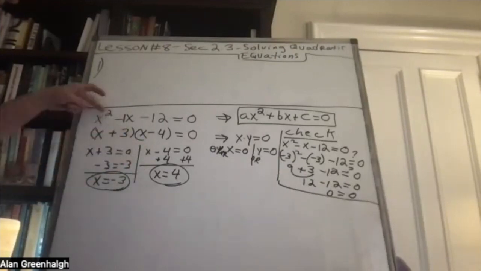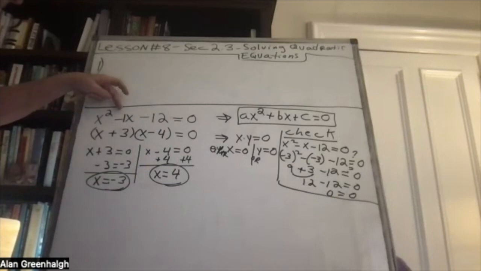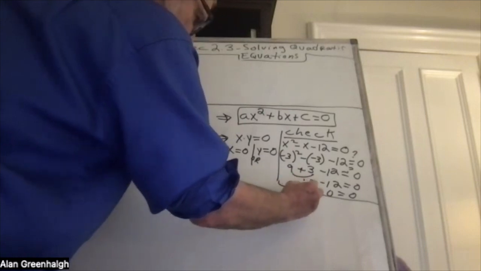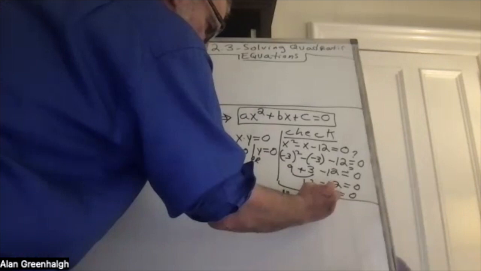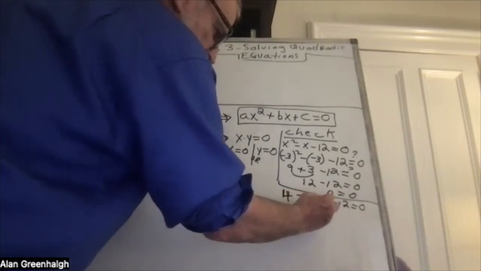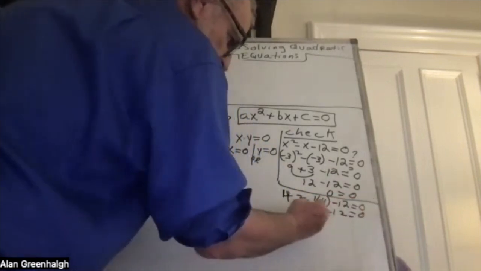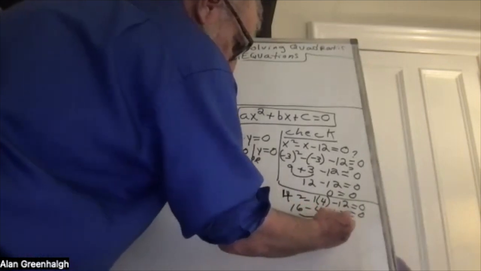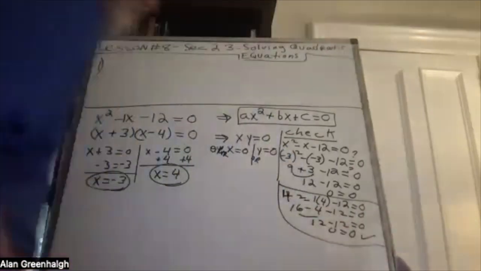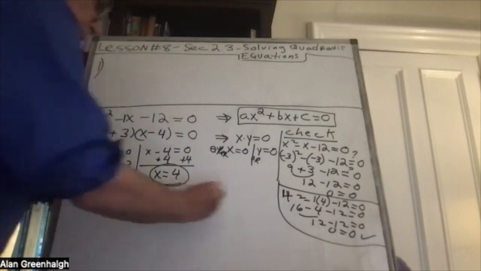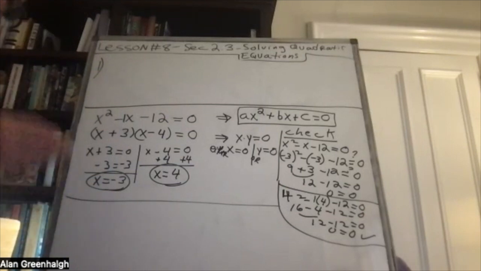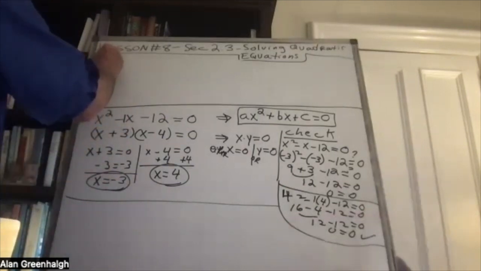And if we put the 4 in, it's going to be 16 minus 4. So once again, 4 squared minus 1 times 4 minus 12, we think is equal to 0. 16 minus 4 minus 12, that works. This becomes 12, and 12 minus 12 is 0. Okay, so this is the check. And you could do that or not do it. It doesn't really matter. And the first method of solving quadratic equations is by factoring.